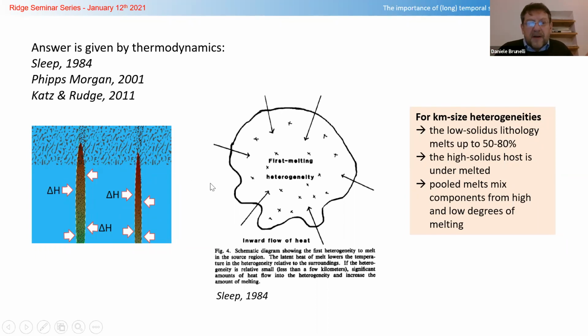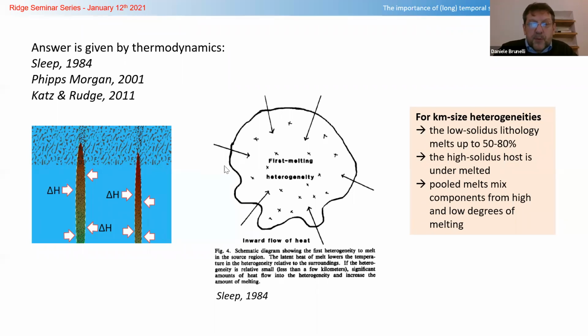The low solidus lithologies, which we can define as pyroxenite in general, become a region that absorbs heat from the country rock. And the effect is that the low solidus lithology can melt until the moment that there is heat available to be sucked from the country rock. While the mantle that contains this low solidus lithology is delayed in its melting because it's cooled down, and its final degree of melting will be lowered by this process.